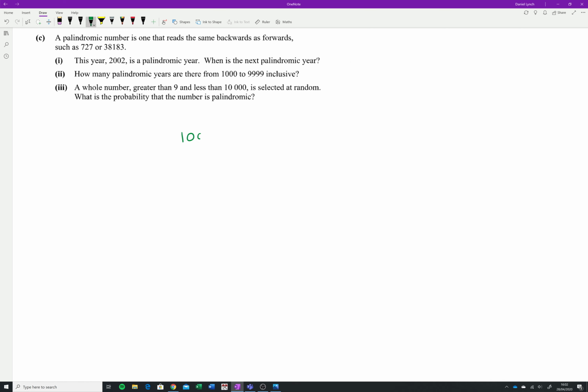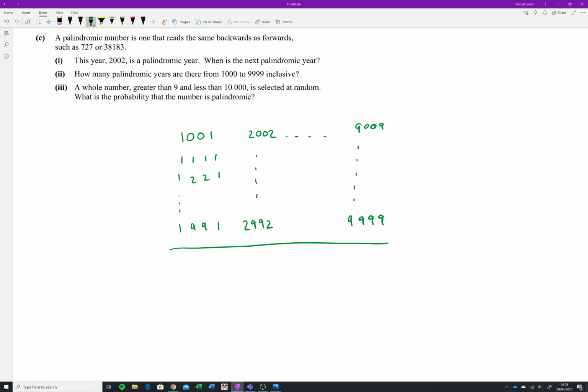In this case, you can just make a little list. 1001, 1111, 1221, and just do it like that. It'll come down to 1991. Going across the way, it was 2002. That also will make its way down to 2992. And it'll make its way over to 9009 and 9999. So if you see, we just have a box basically coming down the way.